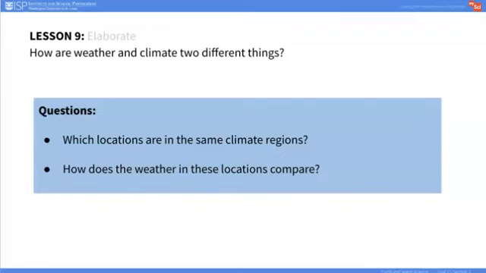Students can compare the data from the climate graphs. Additionally, you could have students look up the day's weather for cities in the same climate zone to deepen the discussion about the difference between weather and climate. Even though 2 locations are within the same climate zone, they can still have very different day-to-day weather.